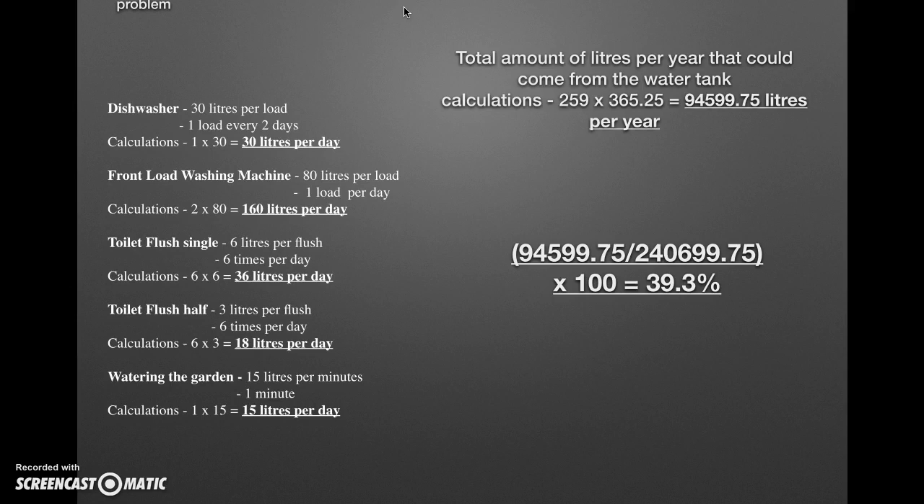Our potential yearly usage that could come from a water tank is 94,599.75 litres. We can work out the percentage of this to our current water usage. This is done by dividing the potential tank usage, 94,599.75, by the current usage of 240,699.75, and then timesing the answer by 100. This gives us the percentage, which is 39.3% of the water usage per year that could come from a tank.